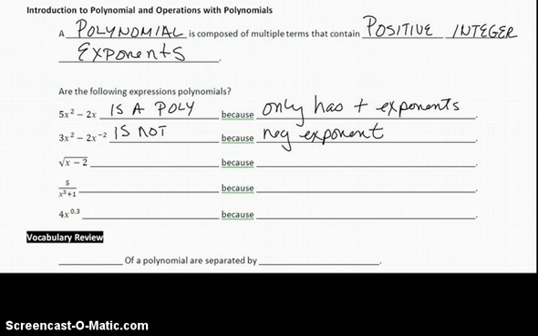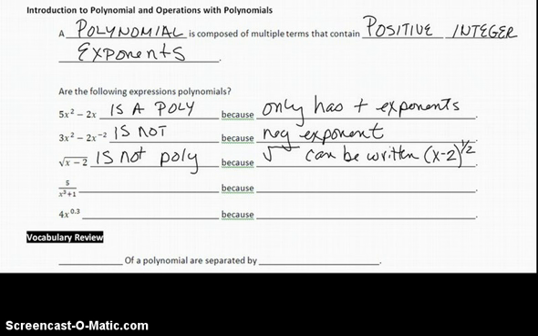If we look at the square root of x minus 2, what do you think? Do you see a negative exponent, a fraction, a decimal? Well, this is a little tricky. This is not a polynomial because square roots can be written x minus 2 to the 1/2. I don't know if you recall that, but a square root is really the quantity to the 1/2. So we can't have any radical signs.